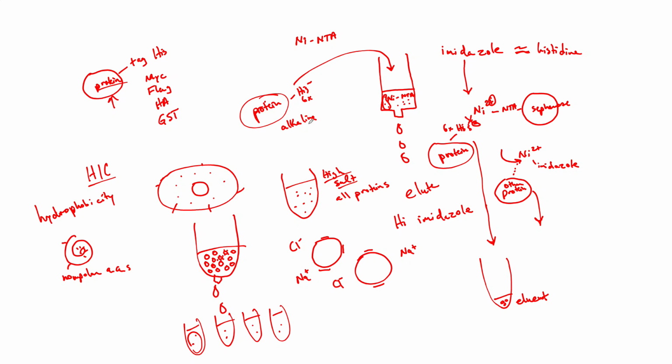Which one of these two processes will give you a more pure sample of protein? It would be the one using the affinity tag. This one's going to give you a much more pure sample of your target protein in the eluent than this would over here, the HIC column.